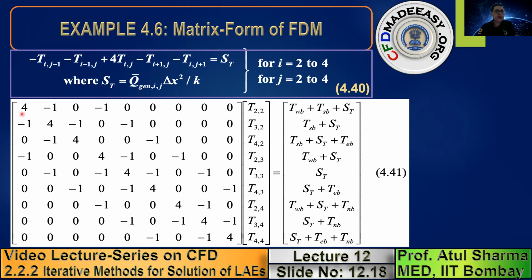This is the coefficient matrix which you form when you express this finite difference method based discretized algebraic formulation in a matrix form. This is called the coefficient matrix, this is called the unknown vector, this is the constant vector. So note that in the constant vector, we have the boundary conditions along with the volumetric heat generation term.